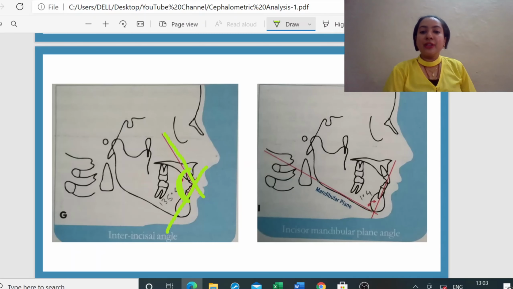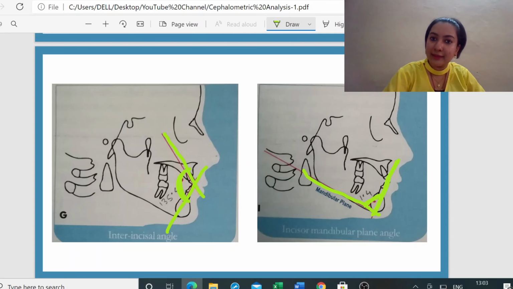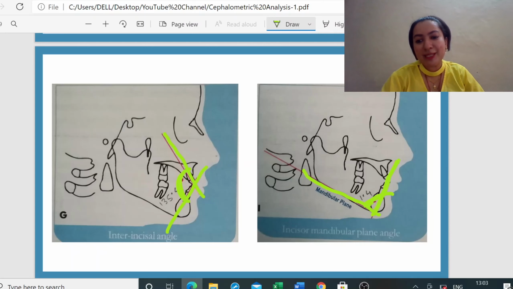The next parameter given by Downs is incisor mandibular plane angle. How do you trace it? You draw a straight line touching the axis of the lower incisor and the mandibular plane which was given by Downs. So mandibular plane is drawn, the long axis of lower incisor is drawn, and this angle which you get becomes your incisor mandibular plane angle. Obviously, if my incisor mandibular plane angle increases, it means my lower incisors are proclined, and if it reduces, it means they are retroclined.